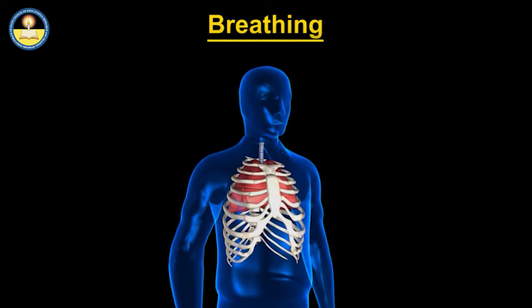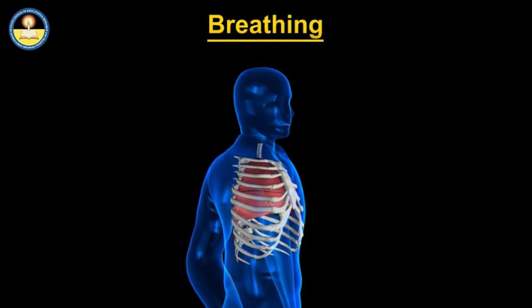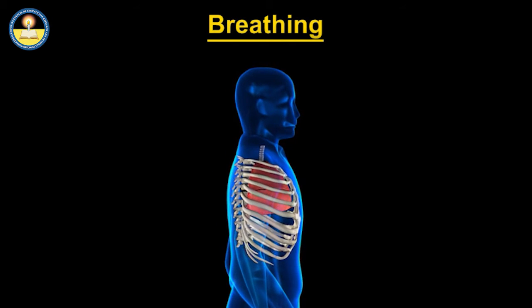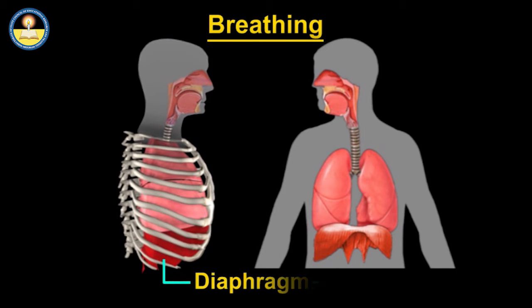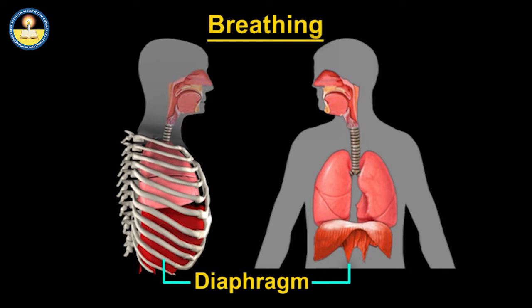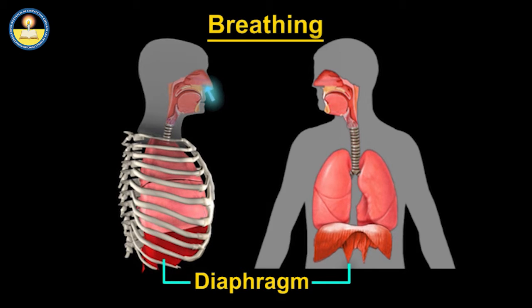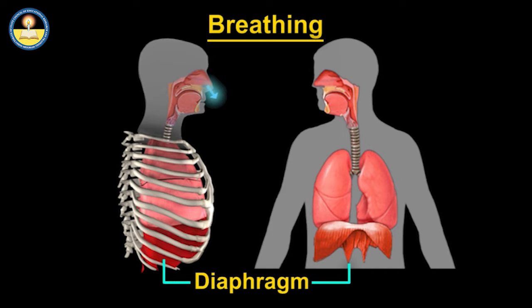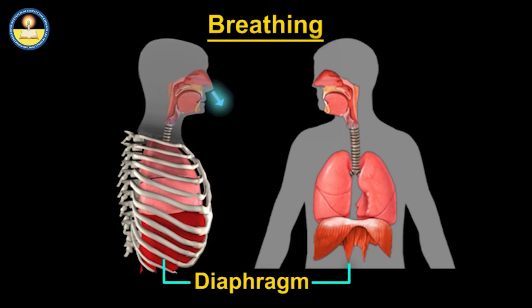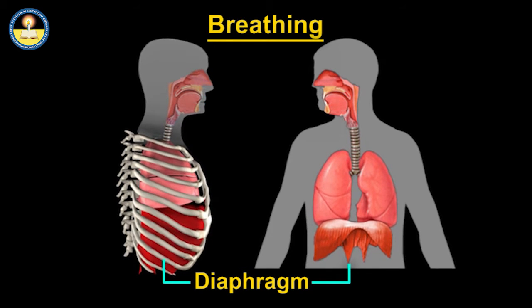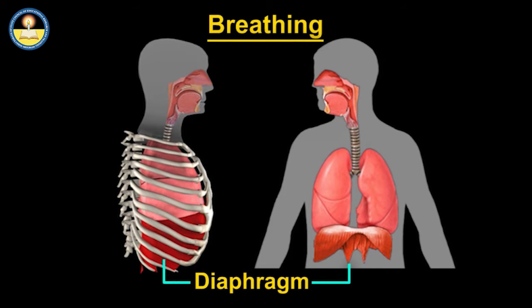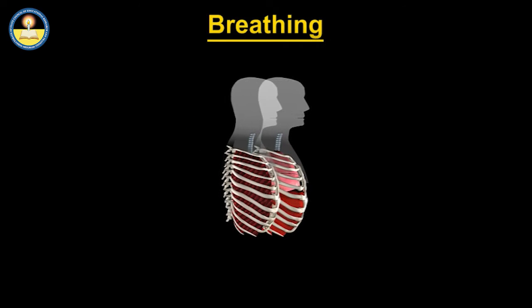Respiration starts with breathing. Breathing makes inhalation and exhalation possible. The muscular diaphragm separates the thoracic cavity from the abdominal cavity. As the diaphragm contracts and relaxes, breathing takes place. When our diaphragm moves down, we breathe in. Similarly, when the diaphragm moves up, we breathe out. The work of breathing is done by the diaphragm and the muscles present between the ribs.